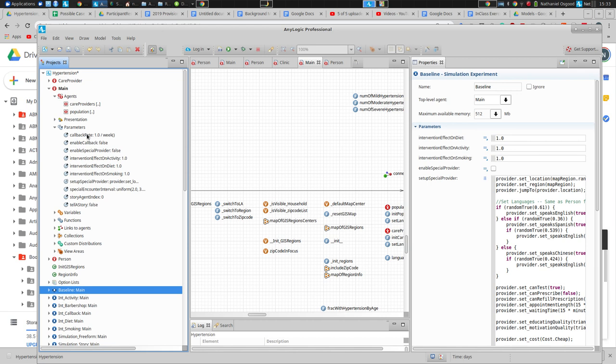It turns out Main, the global situation, also has certain characteristics or assumptions we specify. For example, whether callbacks from pharmacists are going on, or the effect of interventions on activity level, or some aspect of special provider setup.